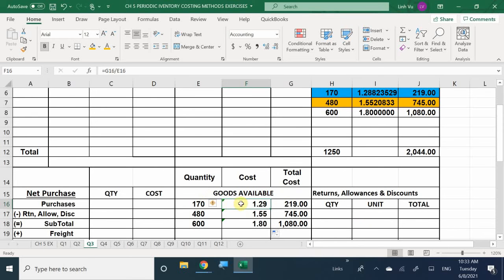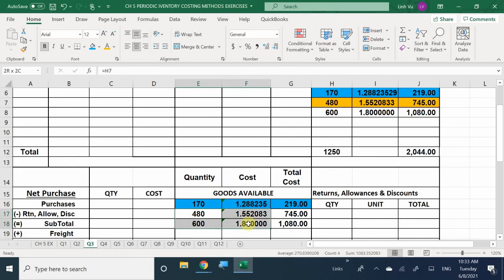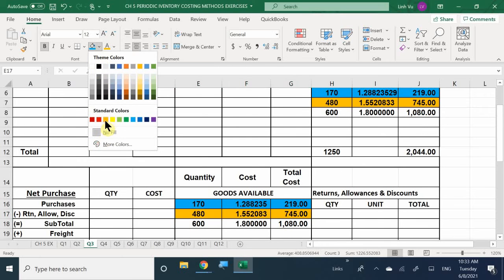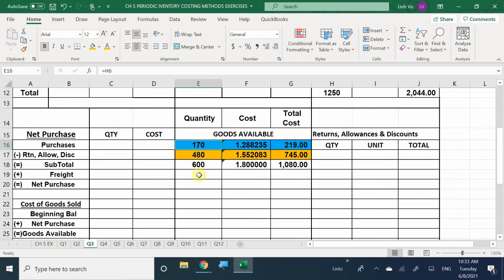Okay. It's up to you if you want to keep the colors with you. I am going to, so then I know exactly where those numbers came from. For example, I know that this 170 is my blue batch. My 480 is my orange batch. And this is what I'm calculating to be my goods available. And of course my 600 is my white batch. So this is my beginning inventory right here. I'm carrying it over so when I do calculate it, I get a more precise figure.